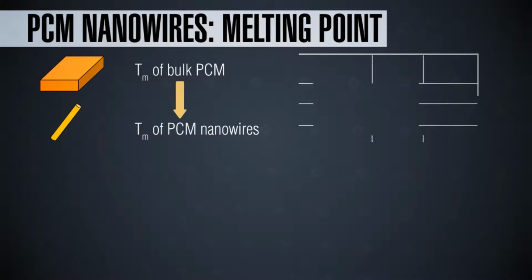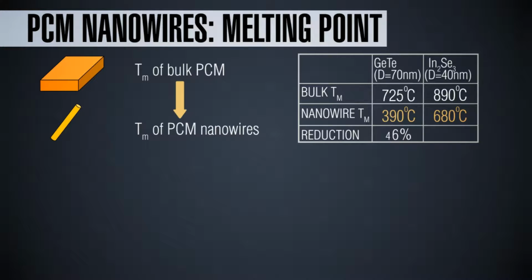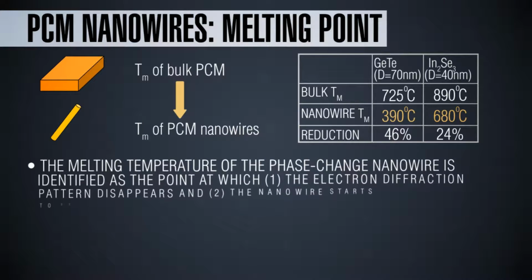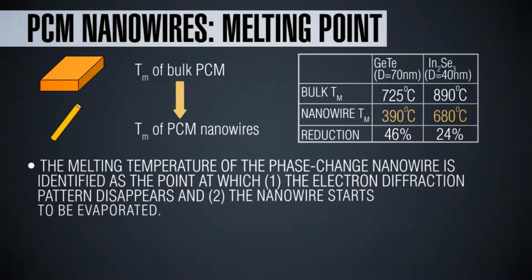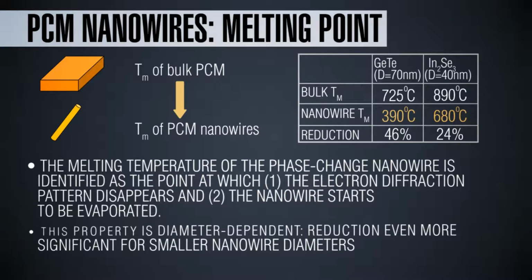For the germanium telluride 70 nanometer wire, the bulk melting point is 725 degrees centigrade, whereas the 70 nanometer wire melted at approximately 390 degrees centigrade. So that's close to 50% reduction. Likewise, for indium selenide, the bulk melting point is 890 degrees centigrade, and the 40 nanometer diameter nanowire melted at 680 degrees centigrade. So that's about a 25% reduction. This melting point reduction is a function of diameter. If you make nanowires even thinner, less than 70 or less than 40 nanometers, then the melting point reduction would be even larger. So it's a diameter dependent property.